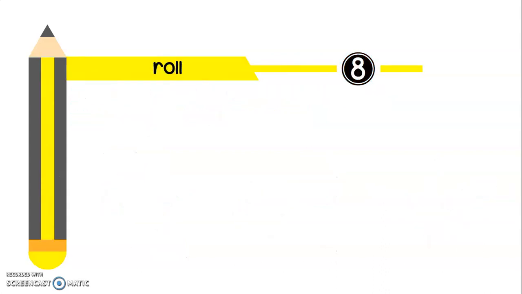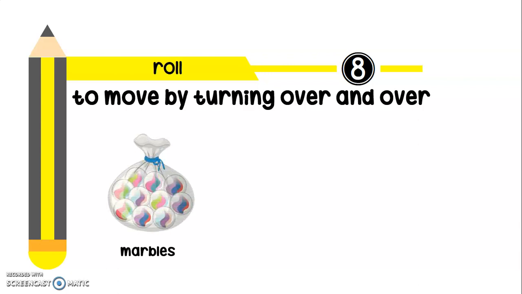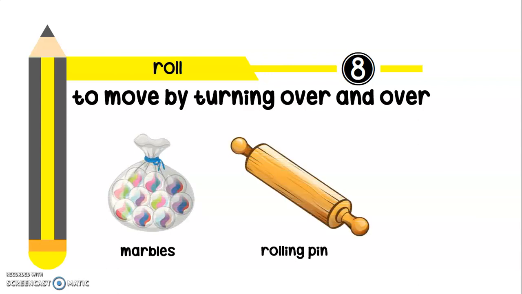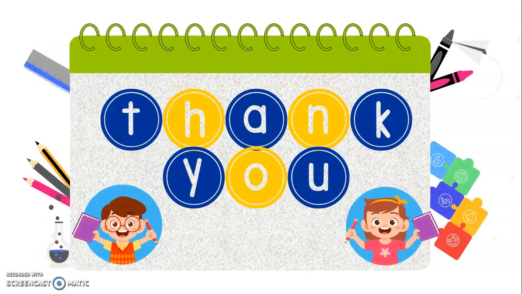And then roll means to move by turning over and over. For example, the marbles rolling, the rolling pin, and the last one is the tennis ball. Okay, I think you know the patterns of movement today. Just remember and memorize it.